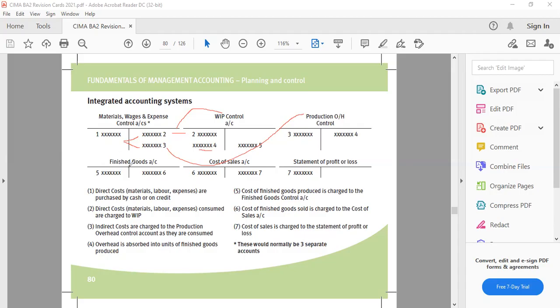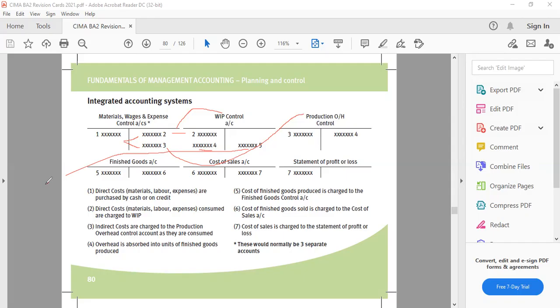Here we see these are the actual amounts which are incurred, spent by cash or credit. This is absorbed based on some rate which is calculated. Whatever is the absorbed amount of overhead is accounted here. So we have the direct expenses, all direct costs, direct material, labor expenses, plus the overheads absorbed. So together, these two things together, it becomes the cost of finished goods produced. So from 5, it will go to the finished goods account.